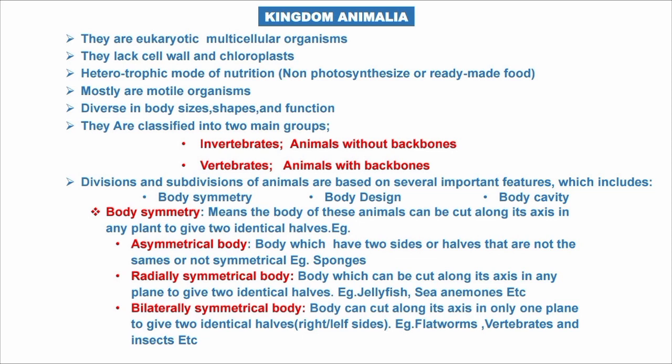The last one is the bilaterally symmetrical body. The body can be cut along its axis in only one plane to give two identical halves. You need to understand it: only one plane to give two identical halves, either right or left sides. Examples of this are flatworms, all vertebrates, insects, etc.